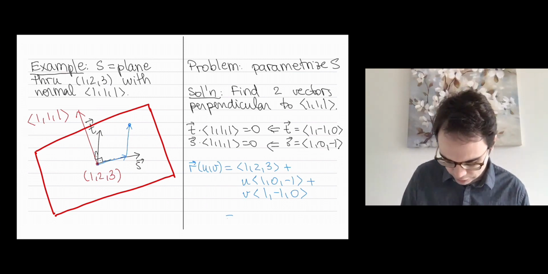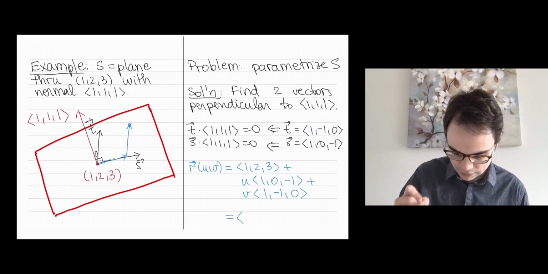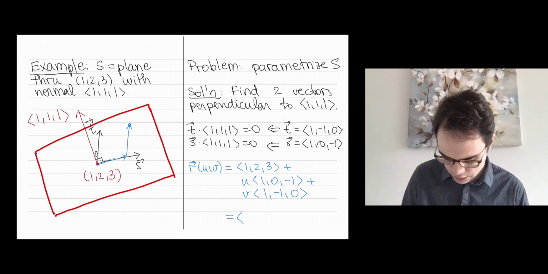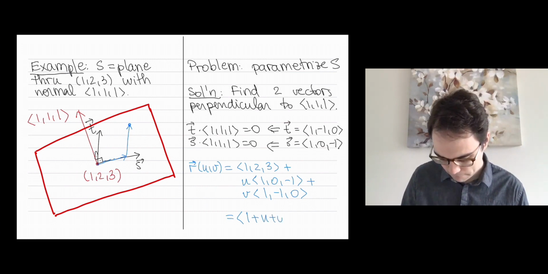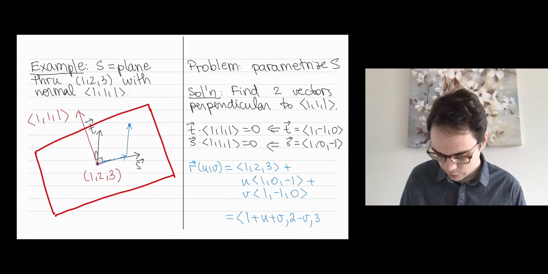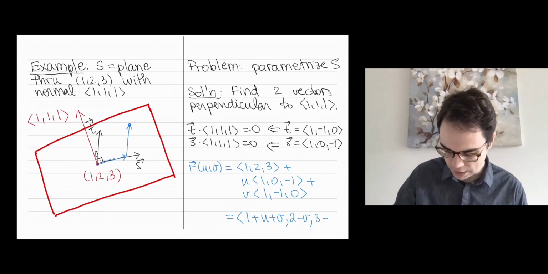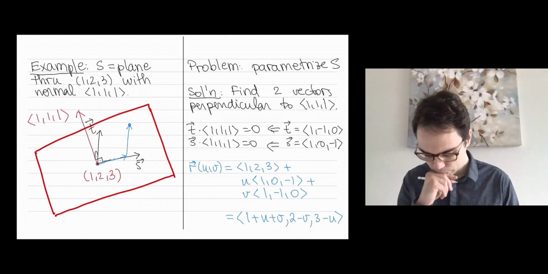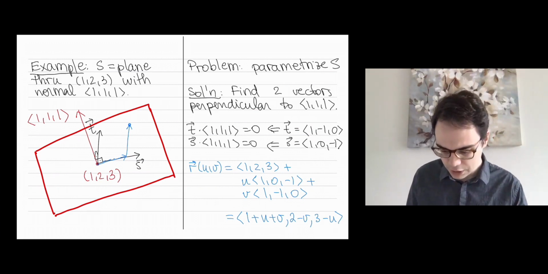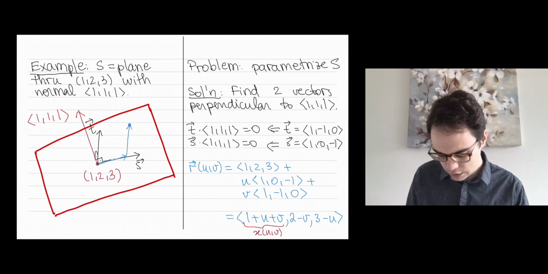Let me write it in a familiar formula, with a single vector here. The first component is 1 plus u plus v. The second one is 2 plus 0 times u, that goes away, minus v. And the third component is 3 minus u plus 0. So this is our parametrization. To stress, the first part is x in terms of u and v, the second part is y in terms of u and v, and the third part is z in terms of u and v.